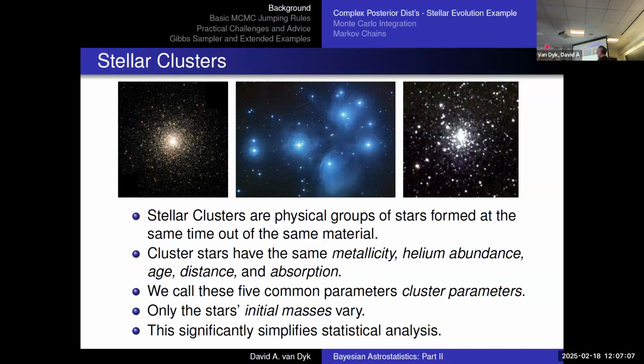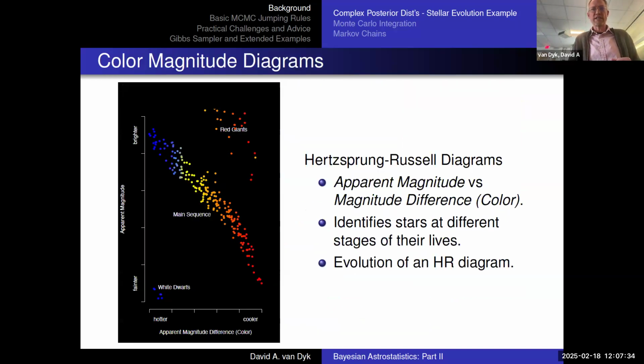And that helps us avoid one of the trickiest problems in statistics, which is when the number of parameters grows with the size of the data set. Especially if the number of parameters is more or less equal to the size of the data set, you run into a lot of challenges. Things become hard. Things like the central limit theorem don't work anymore. So this helps us out quite a bit. Only the initial masses vary. It becomes a bit more complicated than that.